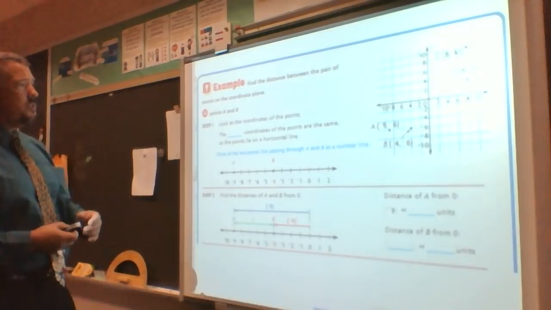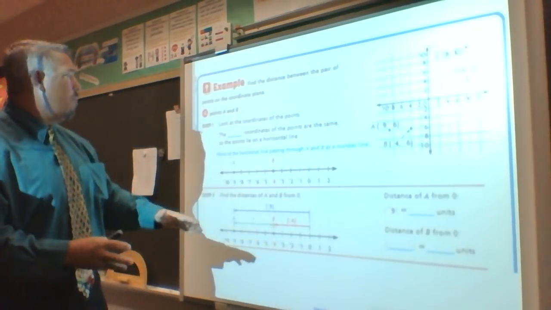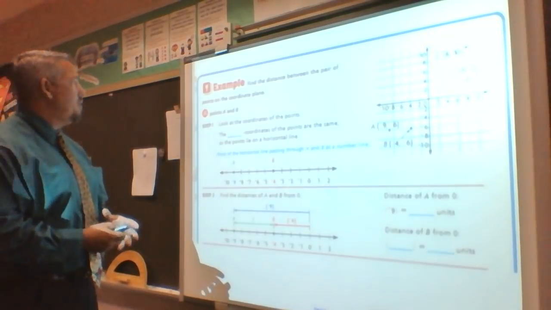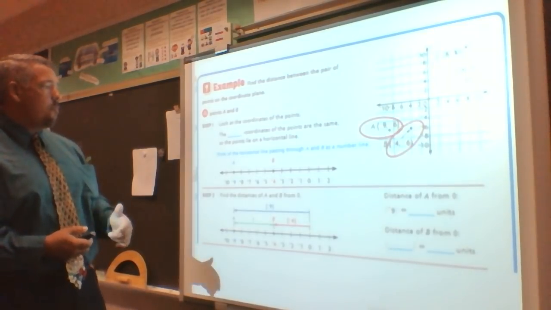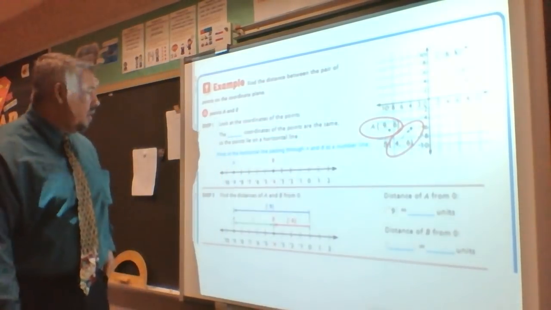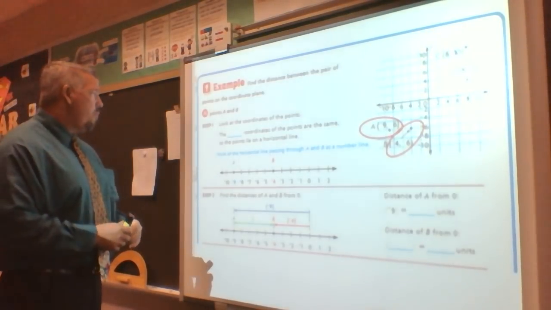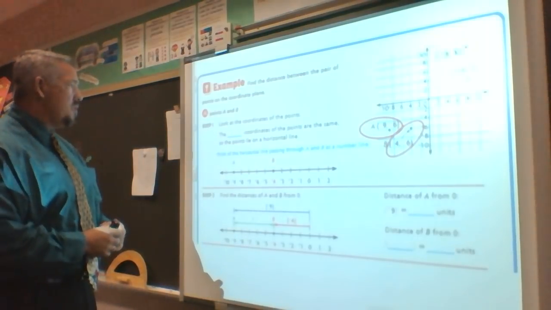So when I'm introduced to this, I have this coordinate plane and I have several different plots. It says, find the distance between the pair of points on the coordinate plane for points A and B. So for A and B, we're talking about these two right here. Alright, so look at the coordinates of the points. The blank coordinates of the points are the same.